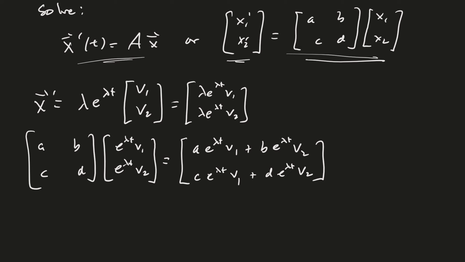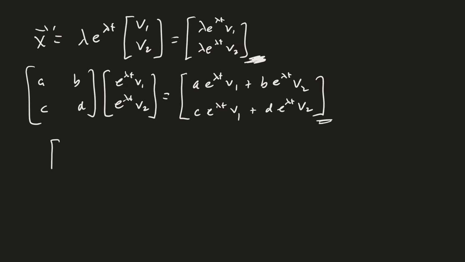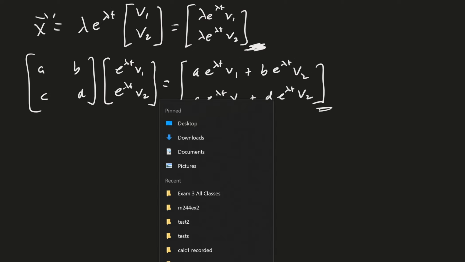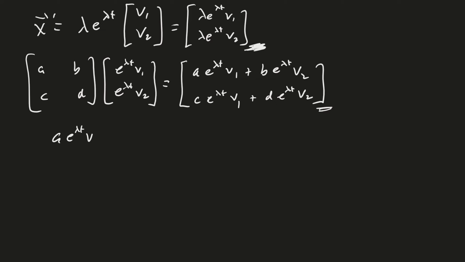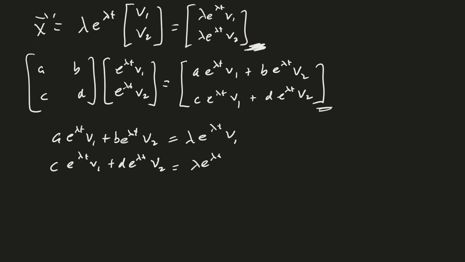Good. Now for us to solve the differential equation, this upper equation must be equal to the lower, and so therefore we have a big mess. Let me just rewrite it as a system of equations. That's a e to the lambda t v1 plus b. Don't write this down yet because it's a big mess right now, but it's going to simplify really fast. And then c e to the lambda t v1 plus d e to the lambda t v2 is equal to lambda e to the lambda t v2.